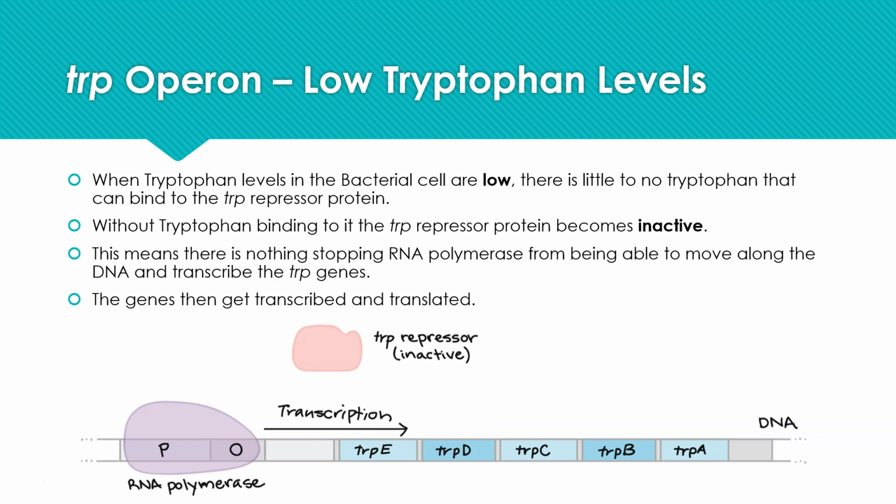So you can see here what is happening where you have an inactive repressor. It can't stop the RNA polymerase. So the RNA polymerase goes along, transcribes those genes, the mRNA will go off and it will get translated and you'll produce the proteins.